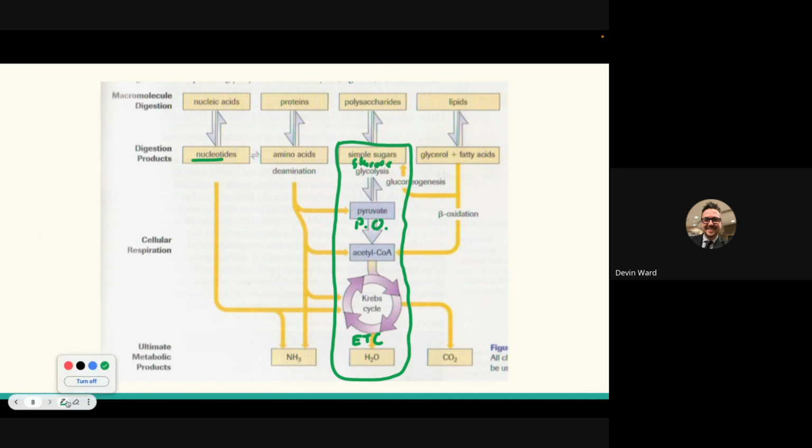The alternates that we have here: our lipids get broken up into glycerol and fatty acids. Glycerol undergoes gluconeogenesis, which can become glucose or pyruvate, but it'll enter into glycolysis. The fatty acids undergo beta oxidation, and they will become acetyl-CoA. Okay. Also from the Krebs cycle, we also make CO2.